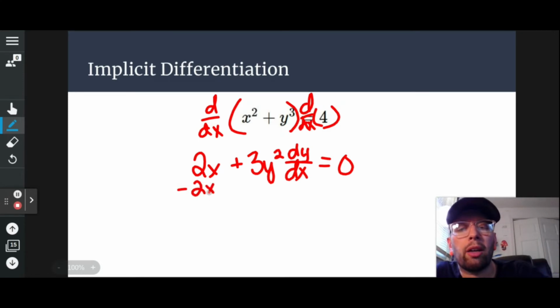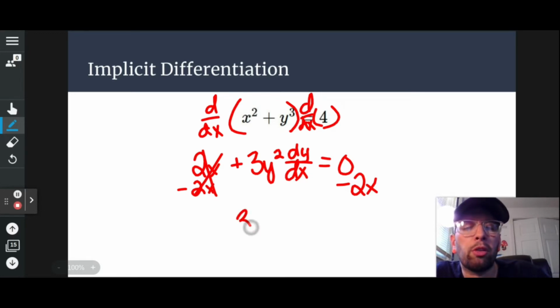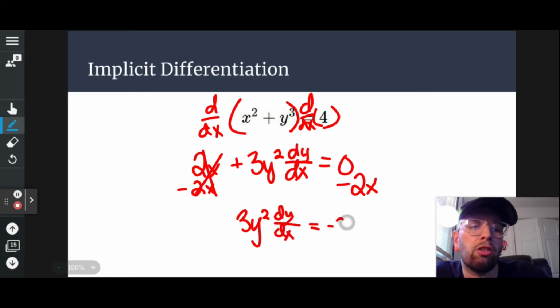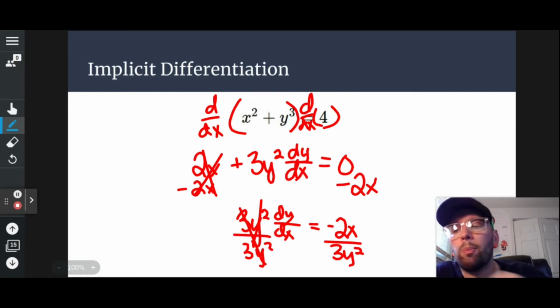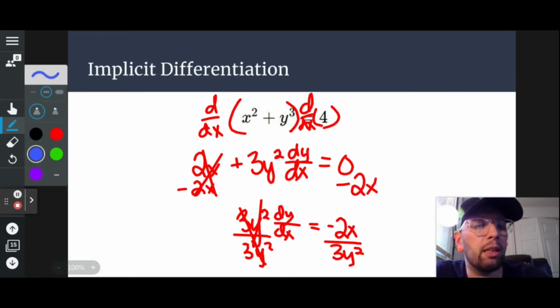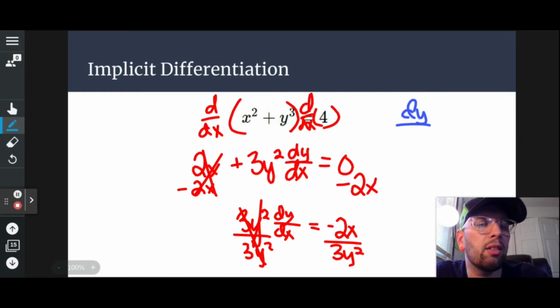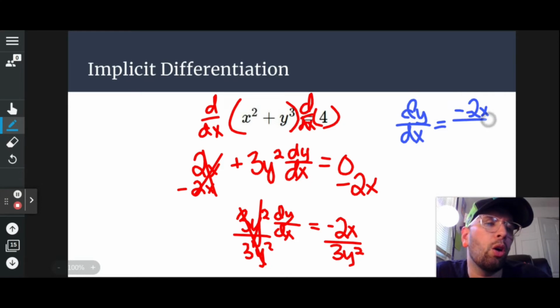You put all the dy dx variables to the one side, usually the left, and move everything else to the right. So I'm going to subtract 2x from both sides, minus 2x. That crosses out. That leaves me with 3y squared dy dx equals minus 2x. Divide everything by 3y squared. That crosses out, and I'll write it up here where I have a little bit more space. Dy dx is going to be negative 2x over 3y squared.